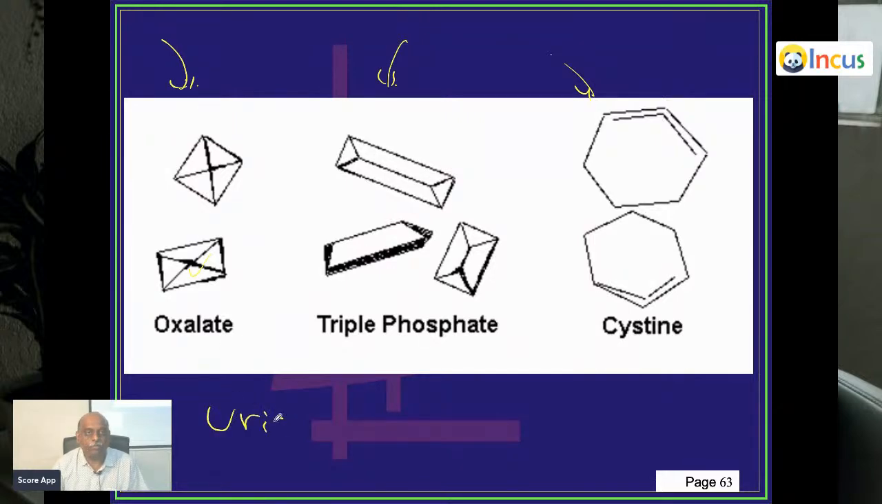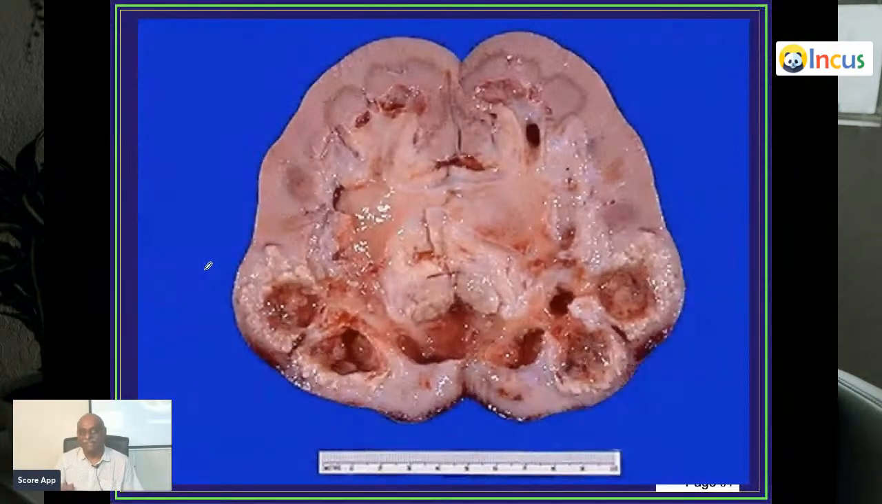Uric acid is rhomboid. What is this? Envelope shaped. Read this love letter of mine and understand that these are oxalate crystals. So that is the oxalate. So what do you see here, doctor?